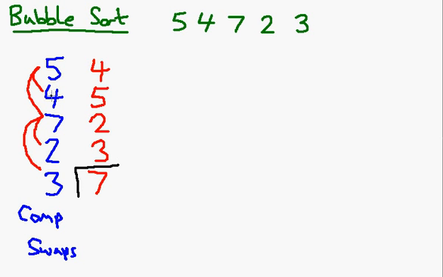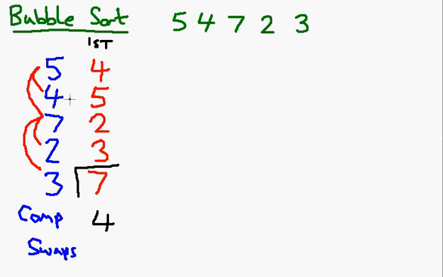Okay, so we made in that first pass 1 comparison with the 5 and the 4, 2 comparisons with the 5 and the 7, 3 comparisons with the 7 and the 2, and 4 comparisons with the 7 and the 3. So there were 4 comparisons in that first pass. So we're going to write first up here for first pass.